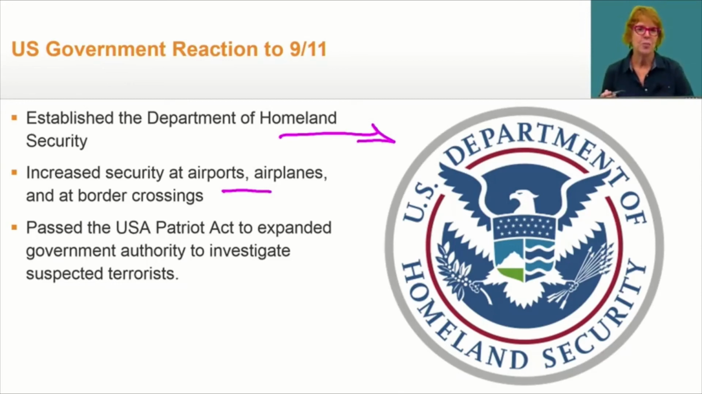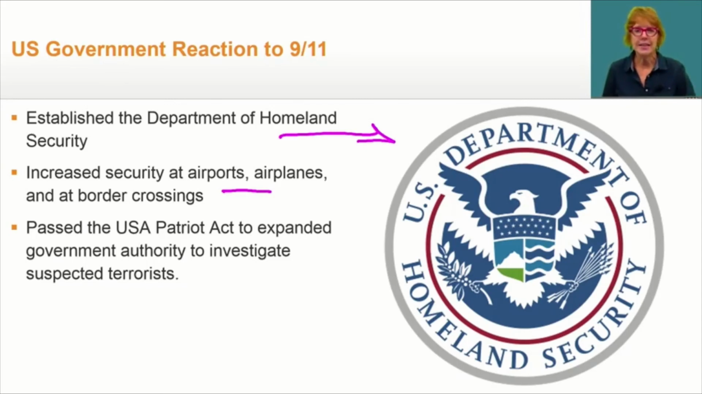And that's been followed by civilian organizations as well. For example, increased security and bag checks at sporting events and concerts or other types of entertainment that draws large crowds. And it passed the USA Patriot Act to expand government authority to investigate suspected terrorists, and also to investigate the activities, communications, and financial transactions of those with suspected terrorist ties. This act is also controversial, and opponents wonder about privacy infringement on those who are not terrorists.